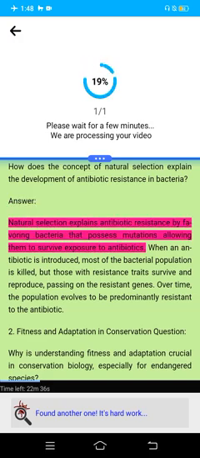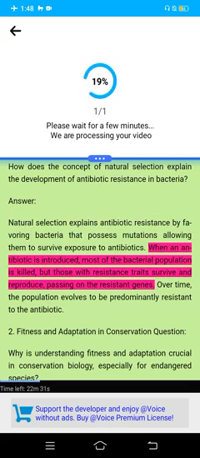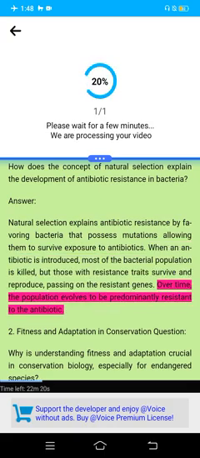Answer. Natural selection explains antibiotic resistance by favoring bacteria that possess mutations allowing them to survive exposure to antibiotics. When an antibiotic is introduced, most of the bacterial population is killed, but those with resistant traits survive and reproduce, passing on the resistant genes. Over time, the population evolves to be predominantly resistant to the antibiotic.